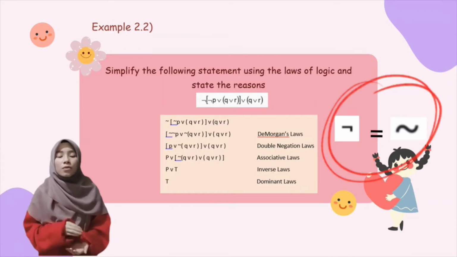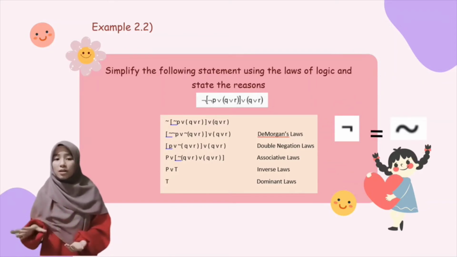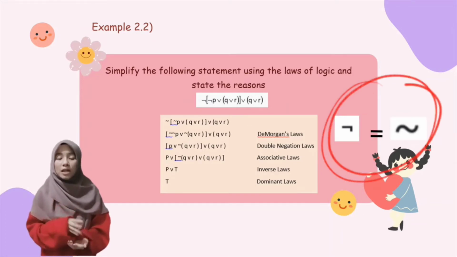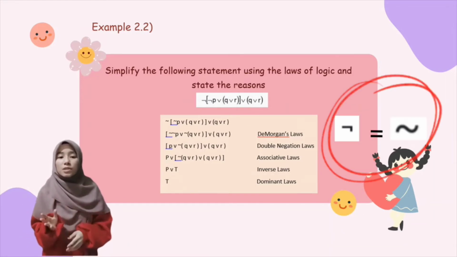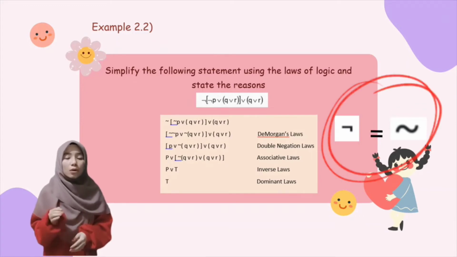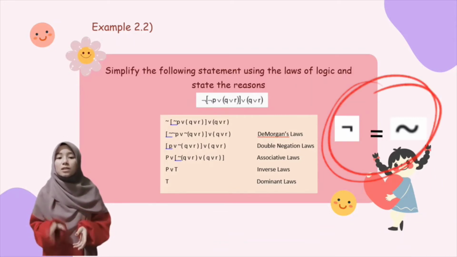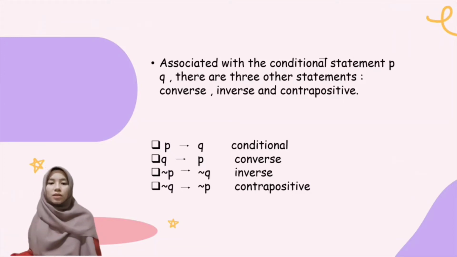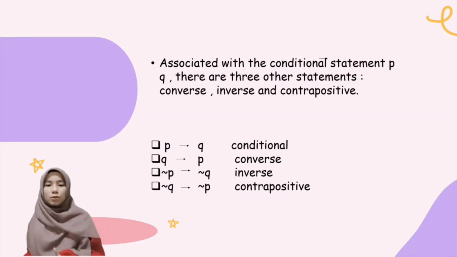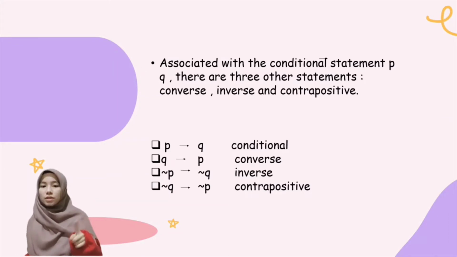Okay. Then from not Q or R is similar to not P or P. Then it will be tautology by using inverse law. Okay. And then P or T, it will be T as the last answer by using the dominant law. Okay. Associated with the conditional statement, P implication to Q, there are three other statements, which are converse, inverse, and contrapositive. For converse, it will be Q implication to P, and then for inverse, it will be not P implication to not Q, and then for contrapositive, it will be not Q implication to not P.